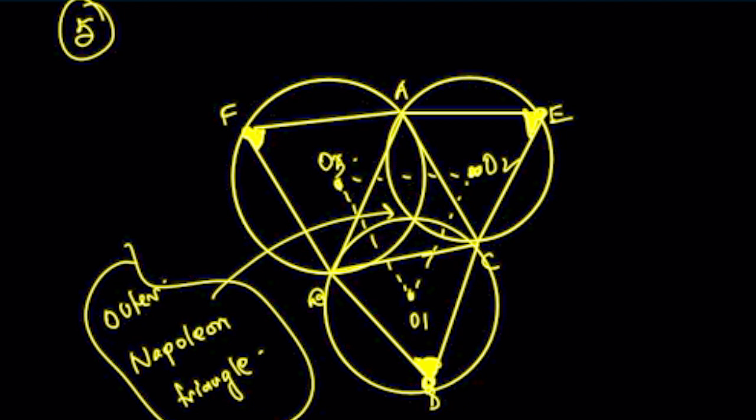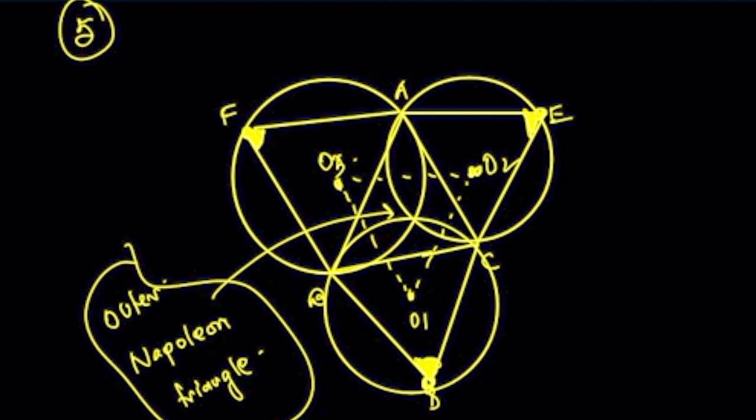But the thing is this, though this theorem has been attributed to Napoleon, not many mathematicians actually believe that Napoleon could come up with such a sophisticated amount of mathematics. But anyway, we call it Napoleon Triangle for the fun of it.